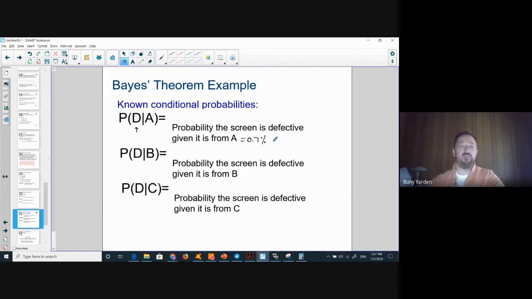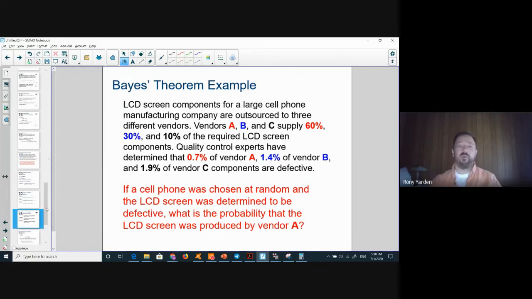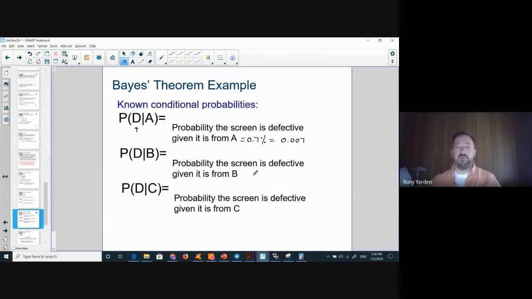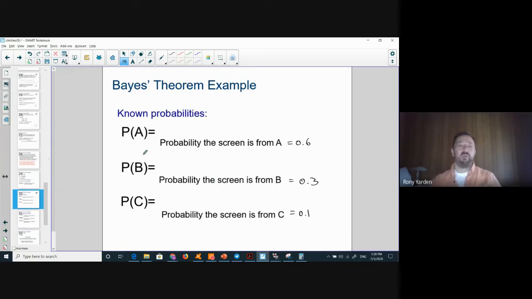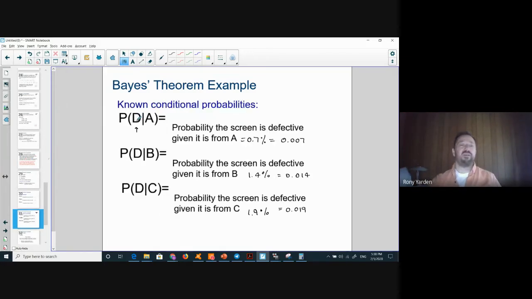But since we didn't write the previous one in percent, and for calculations, you don't want to use percent, you just need to convert it to decimal. So we have 0.007. And for vendor B it was 1.4%, or 0.014, and the last one is 1.9%, and 0.019. Okay, so now we know all the probabilities that it's coming from each vendor, and if we know that it's coming from vendor A, what is the probability that it's defective? Remember, the right side of the vertical line, this is not a backslash. This is a vertical line.